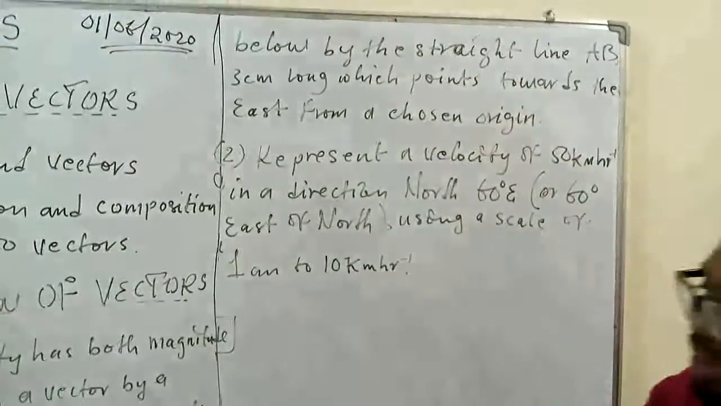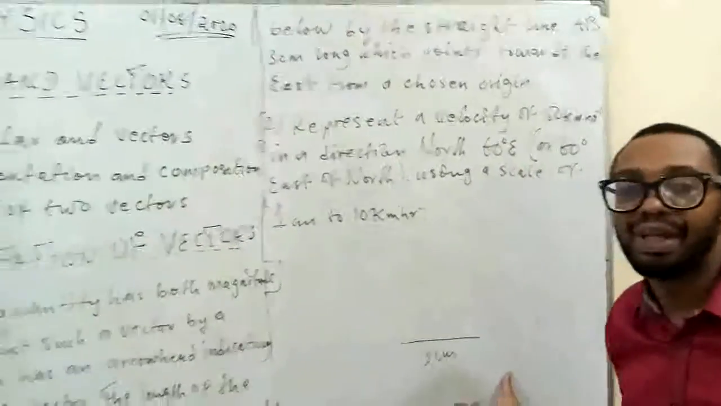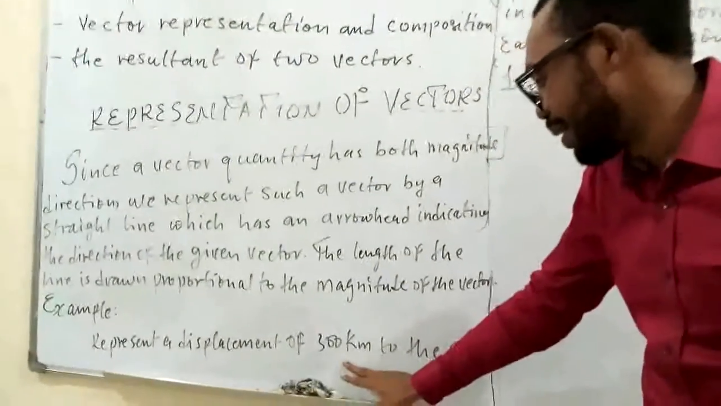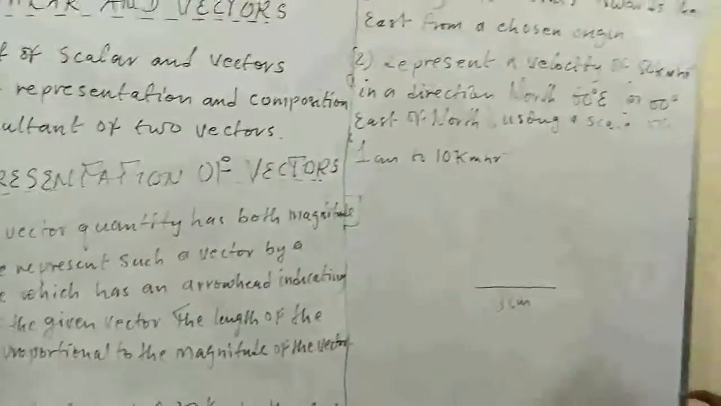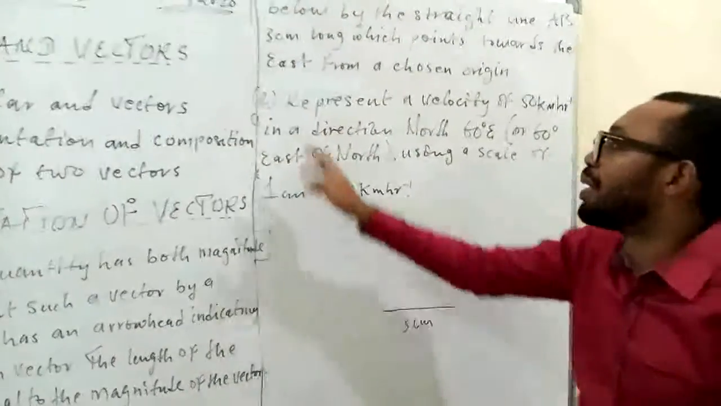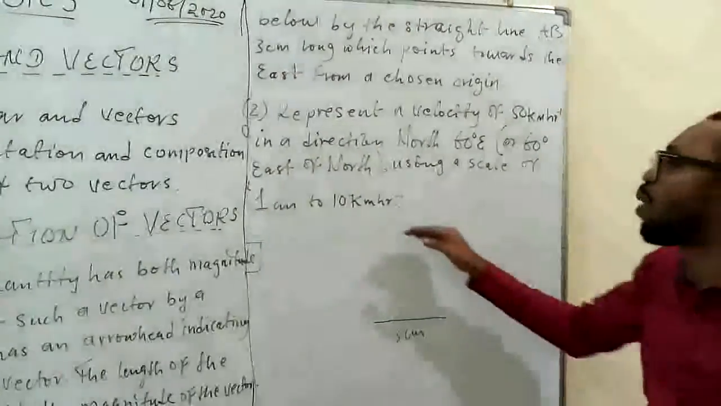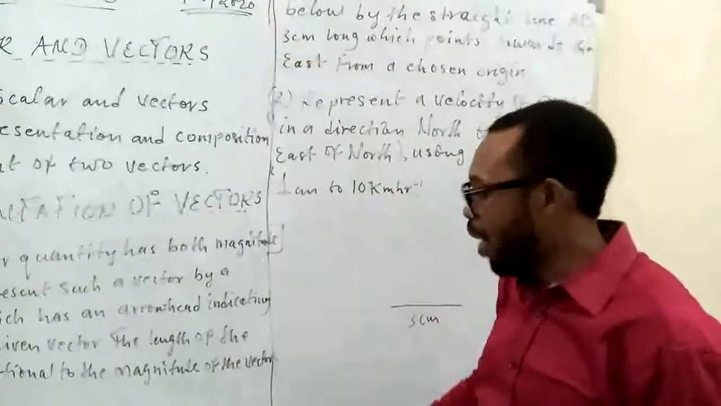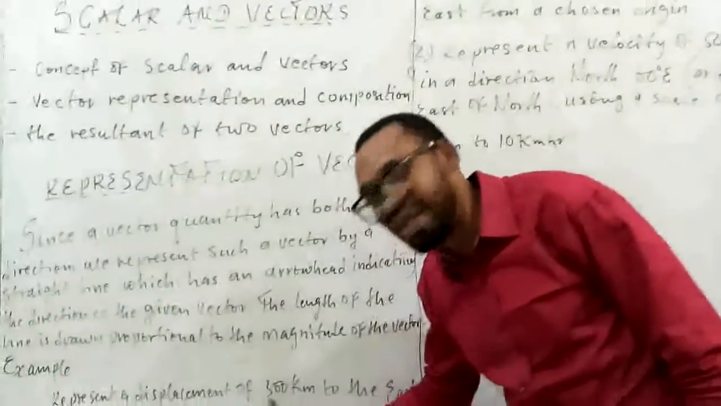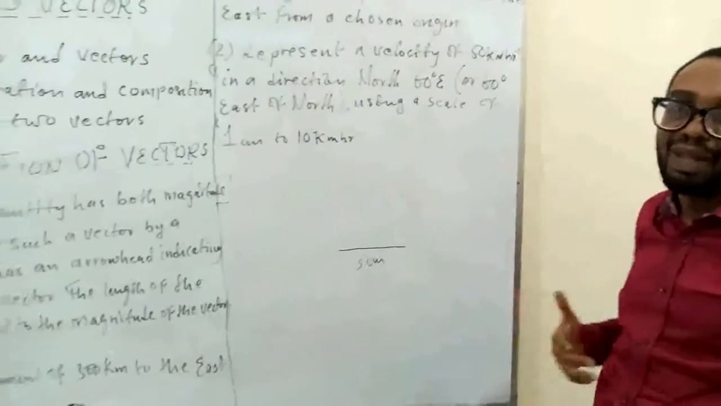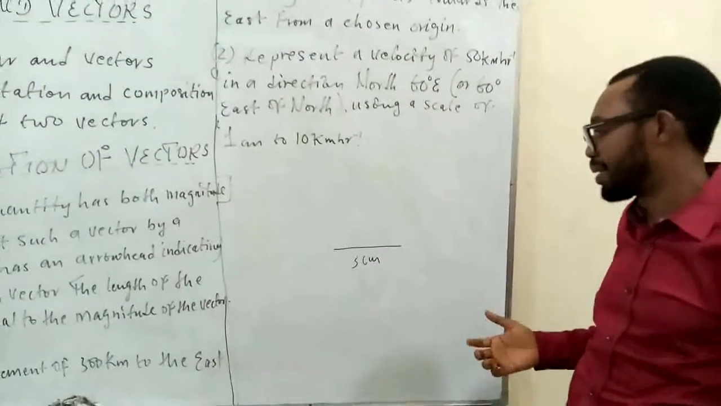If you look at this exercise, it has already given us a scale that we can adopt. If we are taking 300 kilometers to the east, it therefore means that our scale will be 3 centimeters. In other words, 1 centimeter will represent 100 kilometers. If 1 centimeter represents 100 kilometers, therefore 3 centimeters will represent 300 kilometers. That's the first thing you must know, and without that, you're going to draw it anyhow, which will not be correct.